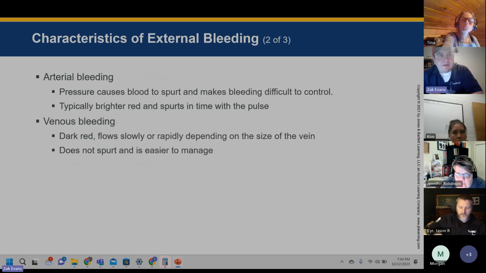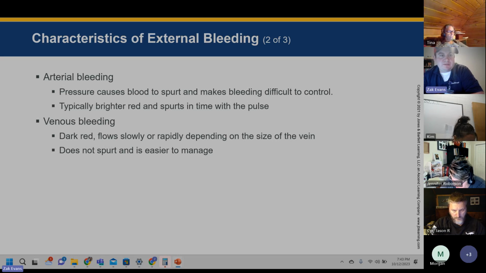Arterial bleeding. Pressure causes blood to spurt and makes bleeding difficult to control. It's typically bright red and spurts in time with the pulse. So if you ever notice that they're bleeding and it's squirting out and it seems to match their heart rate, there's a good chance that that is an arterial bleeding spot. Venous bleeding, however, tends to be dark red. It flows slowly, but it can be rapid depending on the size of the vein. It does not spurt, and usually with some direct pressure and some bandaging, it'll slow down pretty quick.